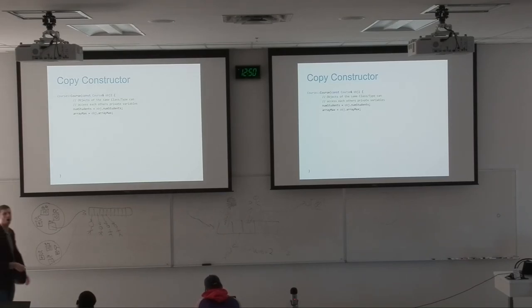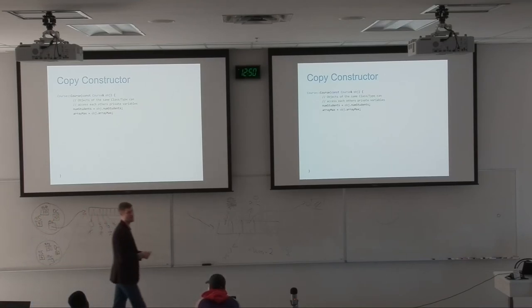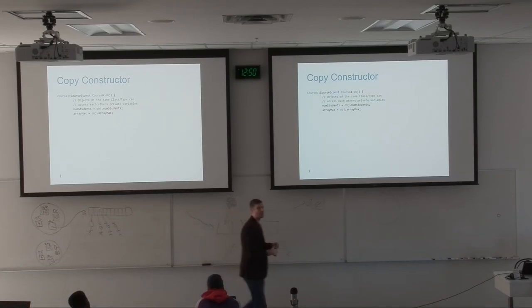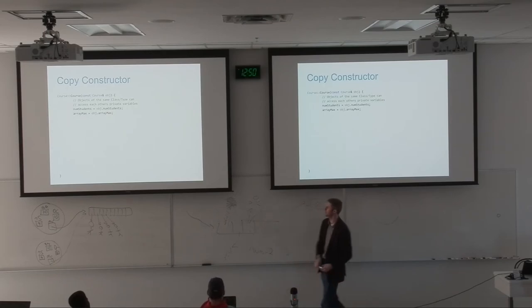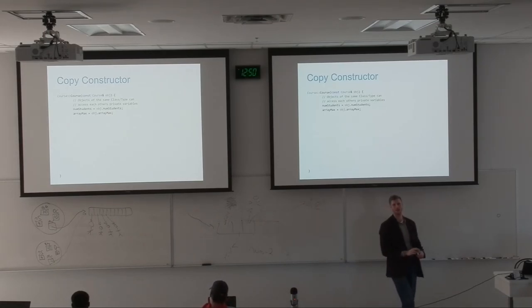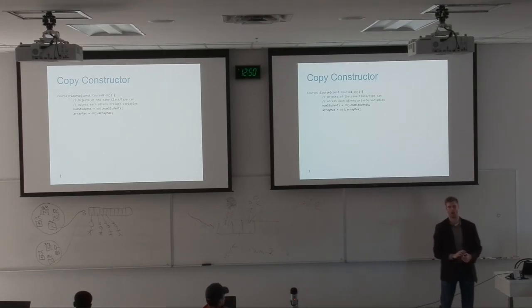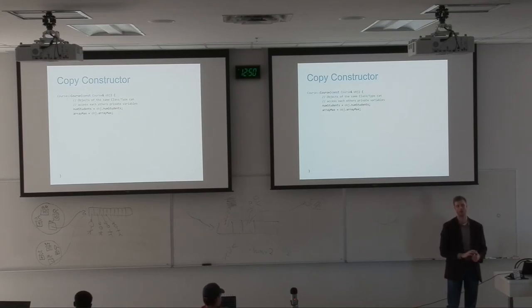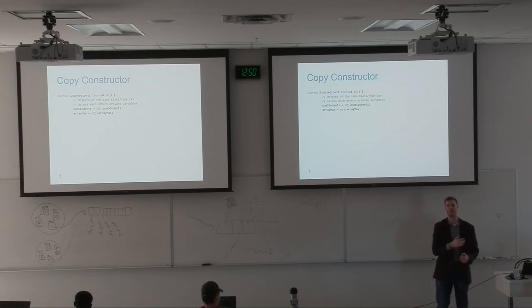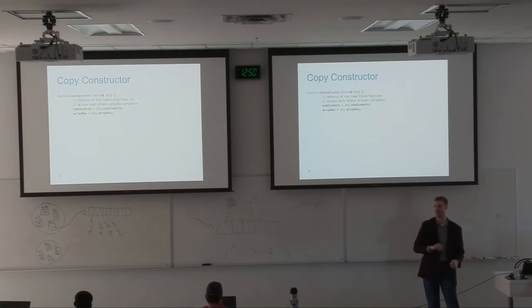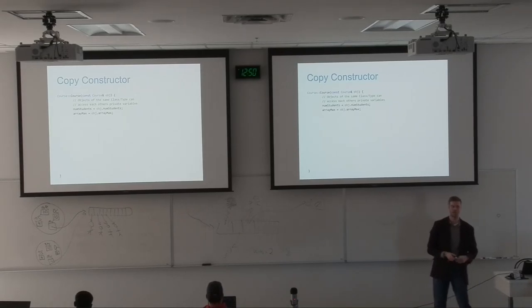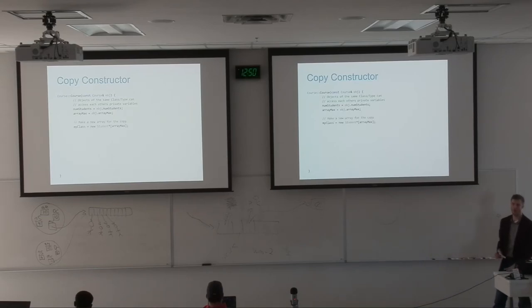This is what we would call a very shallow copy. Ultimately, the problem is, after I've created this, how many student objects are there? 4. How many arrays are there? 1. Maybe my copy was meant to copy everything over along the way, all the way down. So what do we got to do? We're going to have to make a new array of that size.